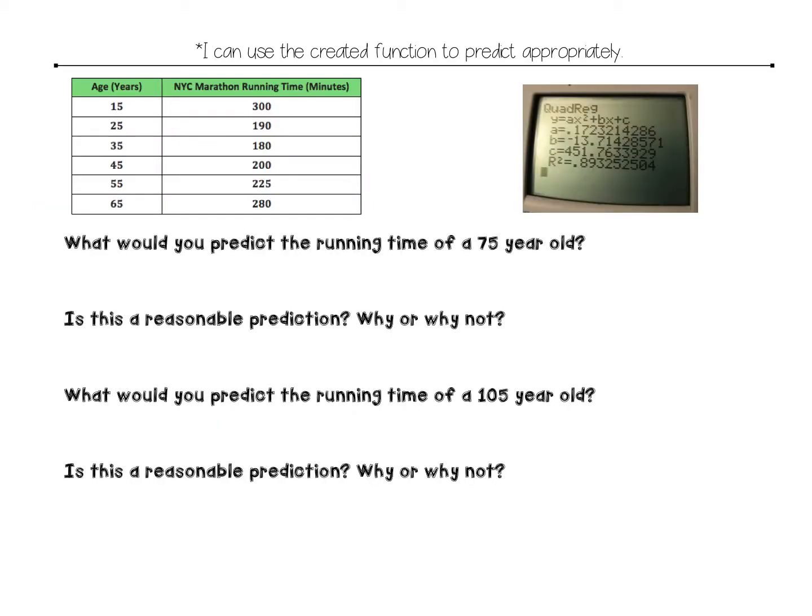All right, so here's the point of why we do it. All that previous was just helping you know how to use the calculator. So now we're going to use what the calculator gives us to predict. Based off of this data, the question is asking, what would we predict the running time of a 75-year-old? Well, age is going to be my x.